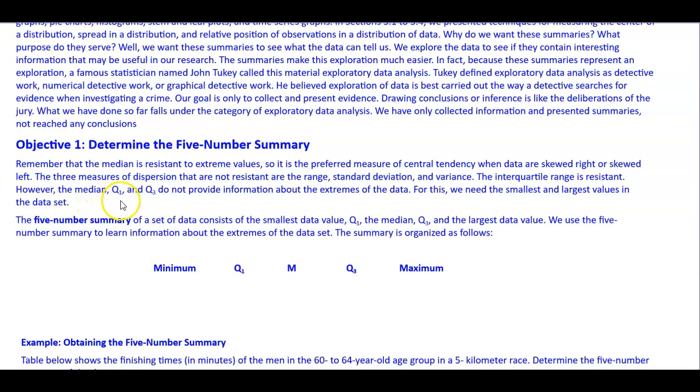However, the median, Quartile 1, and Quartile 3 do not provide information about the extremes of the data. For this, we need the smallest and largest values in the data set. The 5-number summary of a set of data consists of the smallest data value, Quartile 1, the median, Quartile 3, and the largest data value. We use the 5-number summary to learn information about the extremes of the data set. The summary is organized as follows: the minimum, Quartile 1, the median, Quartile 3, and then the maximum.